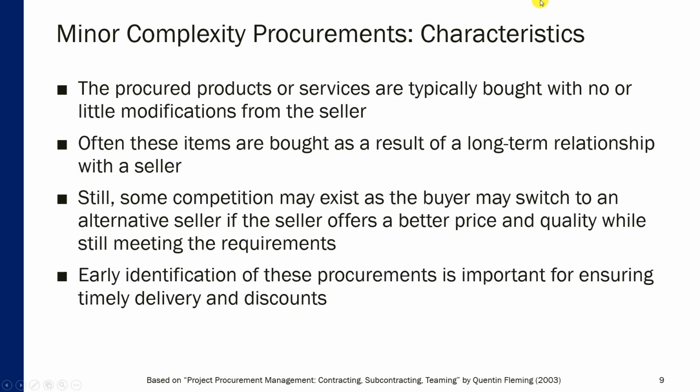Now, some other characteristics of minor complexity procurements. The procured products or services are typically bought with no or little modifications from the seller, right? So the specifications are already there, even if there are some modifications that are fairly minor. Often these items are bought as a result of a long-term relationship with the seller.